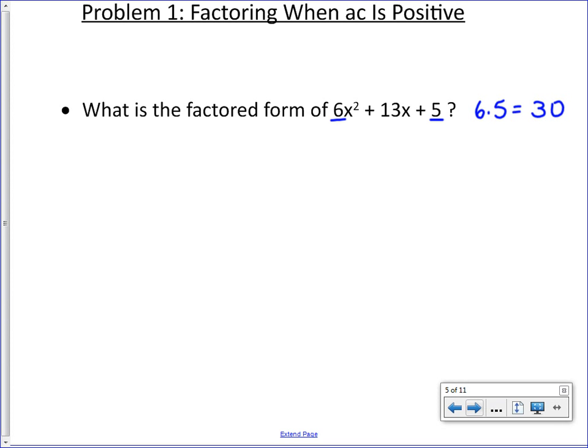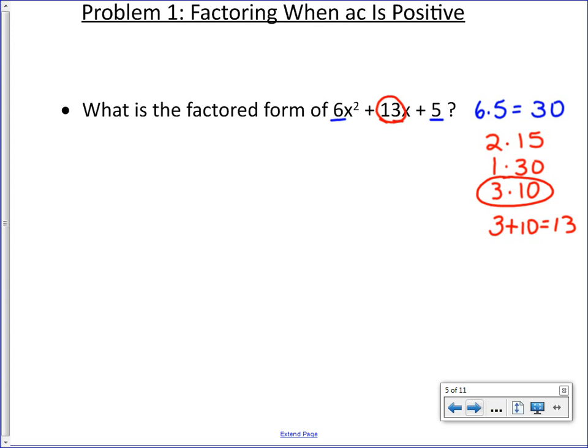Next, we want to find the factors of 30 that will add up and give us the 13 in the middle. So let's start and make a list. We've got 2 times 15. We could include 1 times 30. 3 times 10, and you know what? Right there we can stop, because what I notice is these two factors multiply together to give 30, 3 times 10, and 3 plus 10 is equal to the 13 that we're looking for in the middle.